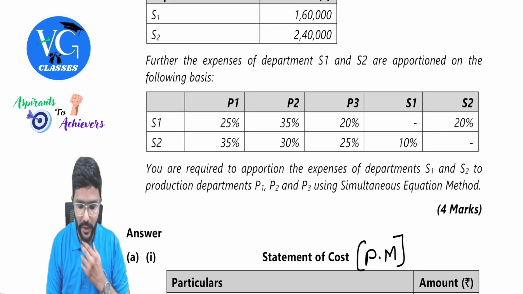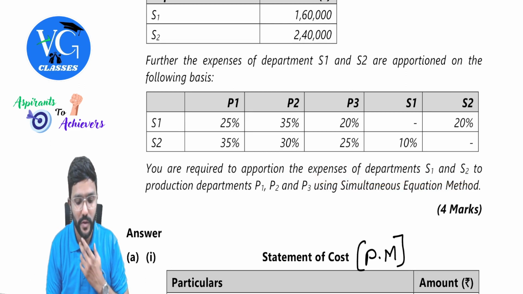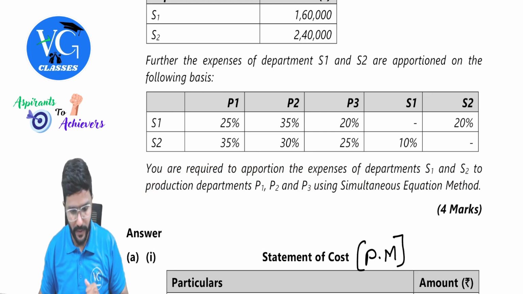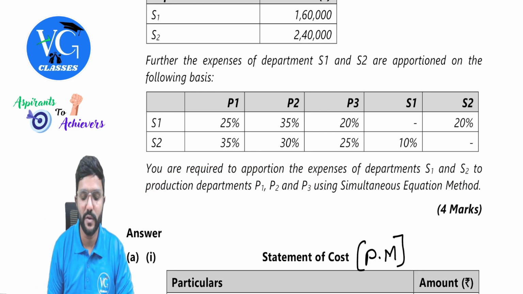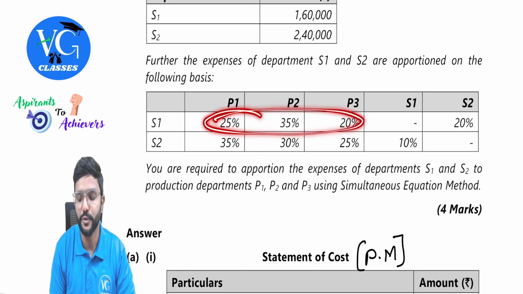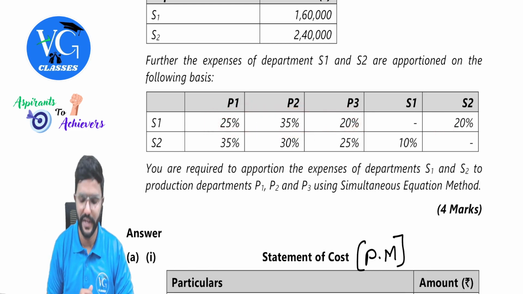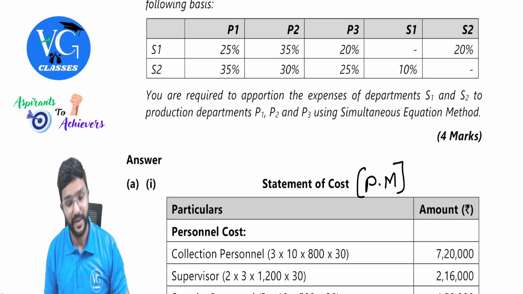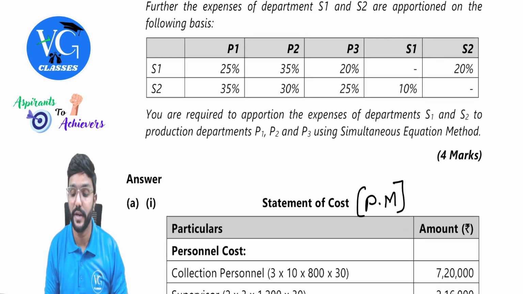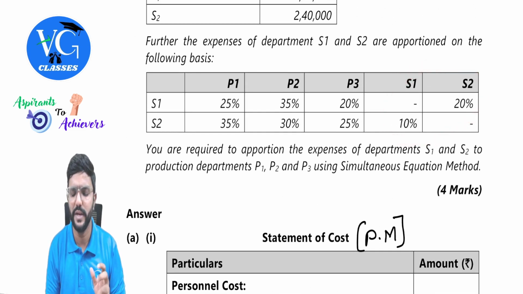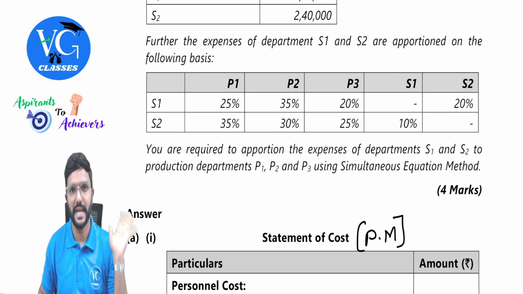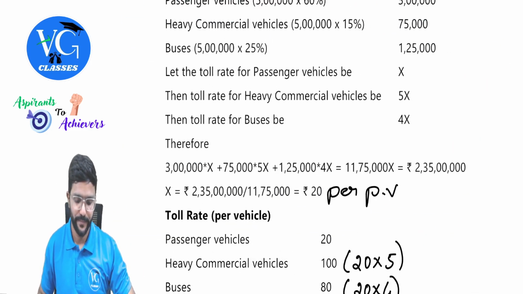You are required to apportion the expenses of departments S1 and S2 to production departments P1, P2, P3 using the simultaneous equation method. So whatever total S1 cost we have got, apportion it in this ratio, and for S2, just leave it. Similarly, apportion S2 also in its ratio, leaving out S1, which we need not present. Will S1 and S2 also get amounts in those percentages? Yes, they will get it, but in this question it is not asked, guys.